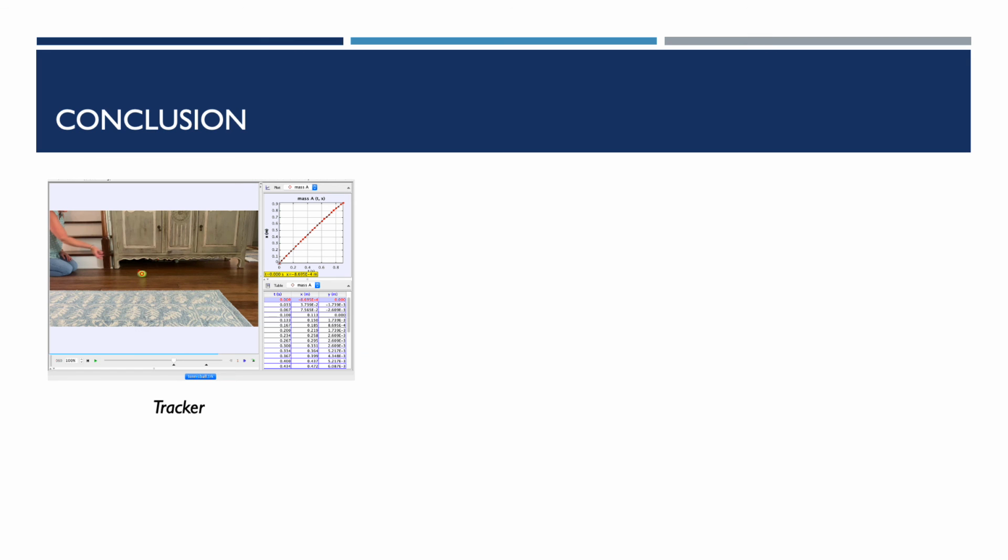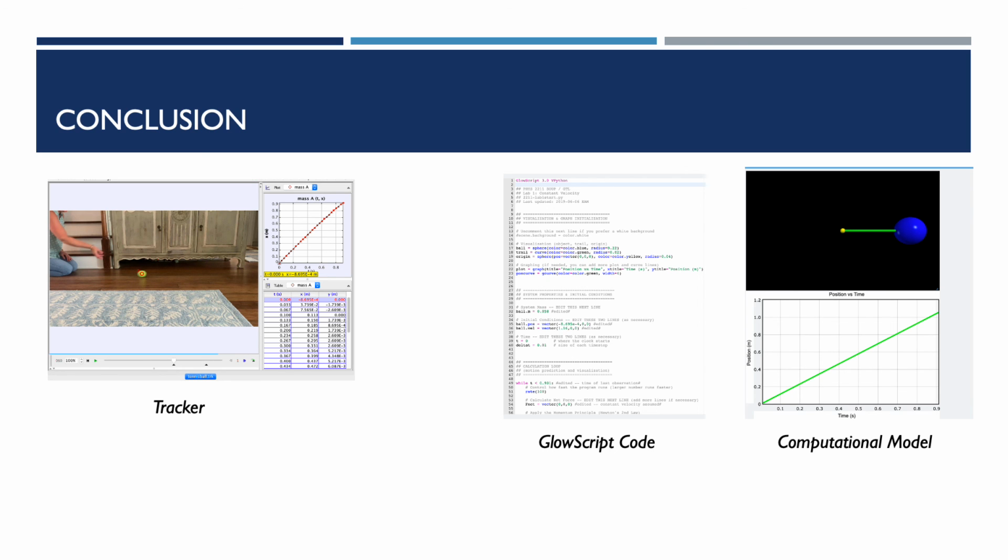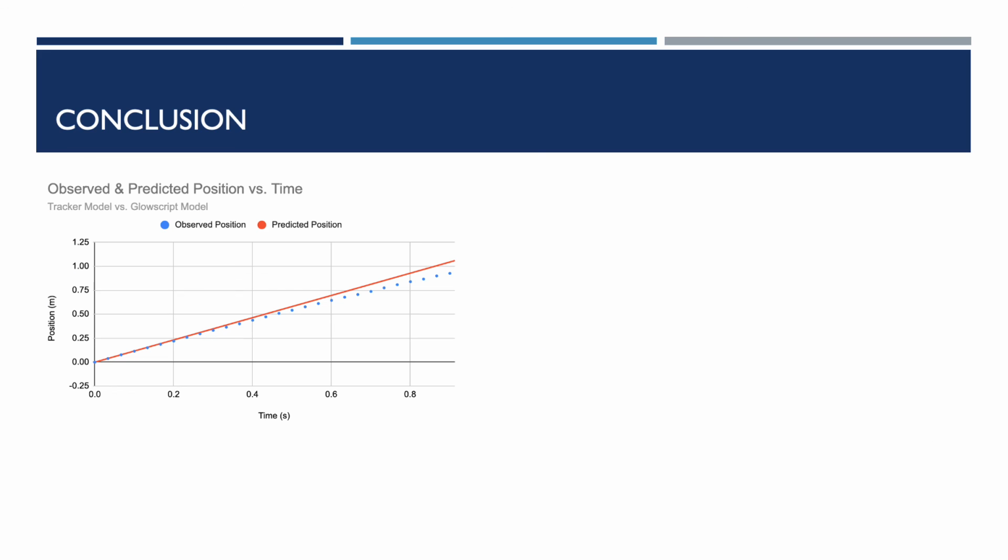To recap, this lab used Tracker to create observed data for an object assumed to be moving at constant velocity, and a computational model from a GlowScript code in order to create predicted data for the object. These models were compared, and it was discovered that it would be difficult to replicate the motion of an object moving at constant velocity in real life due to unaccounted forces.